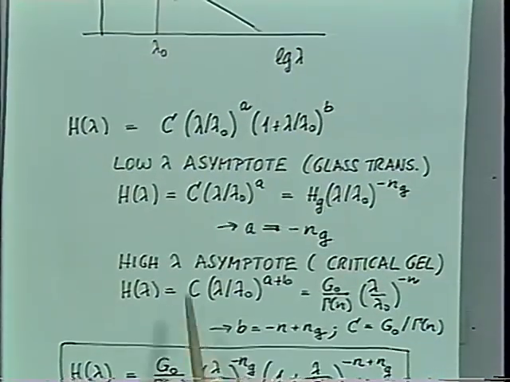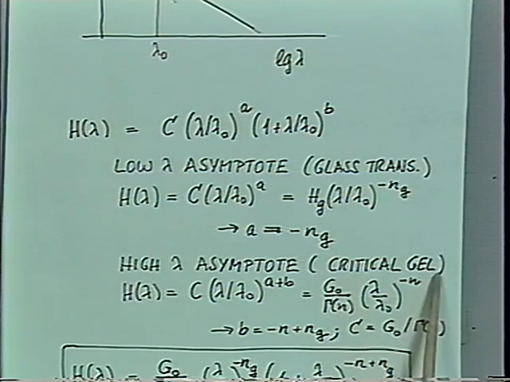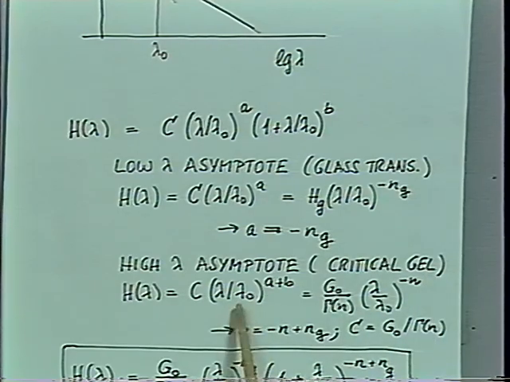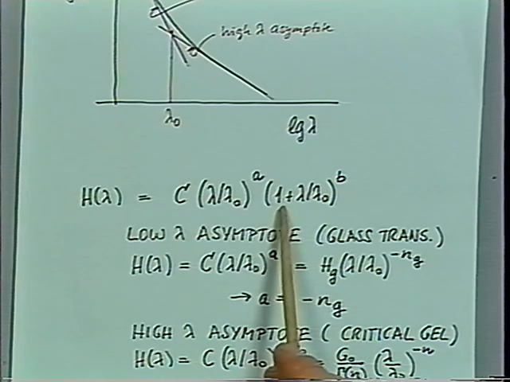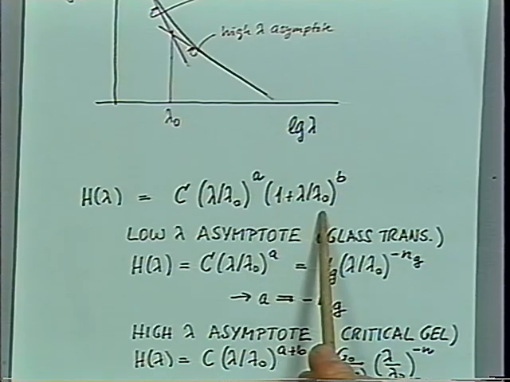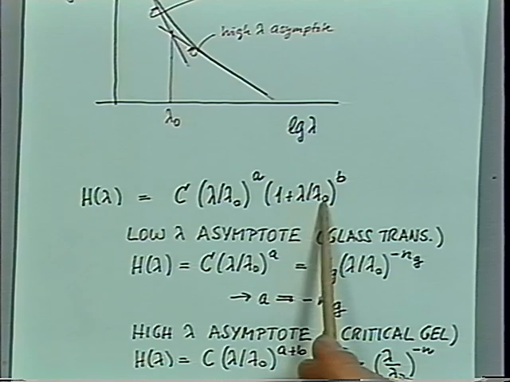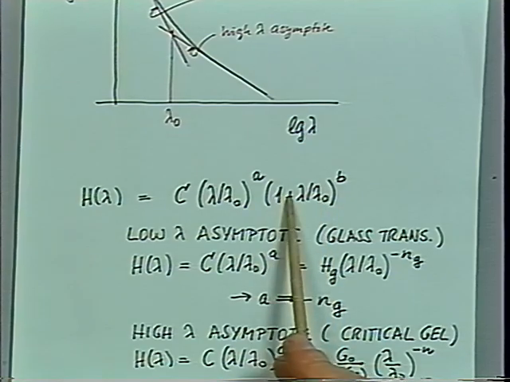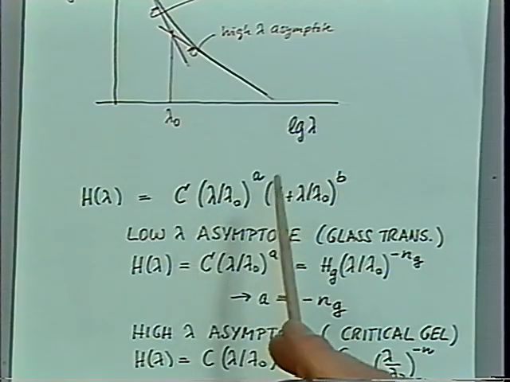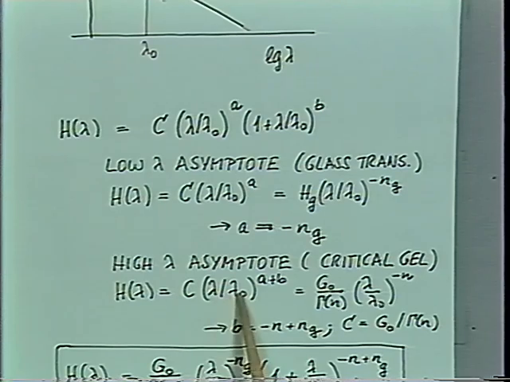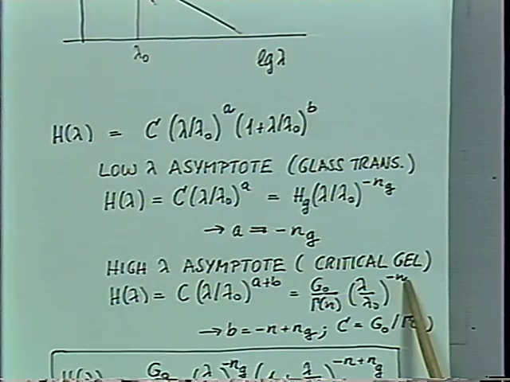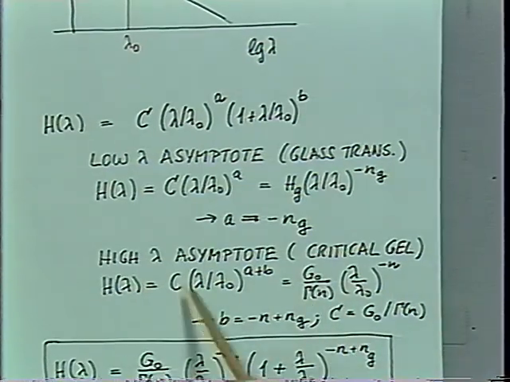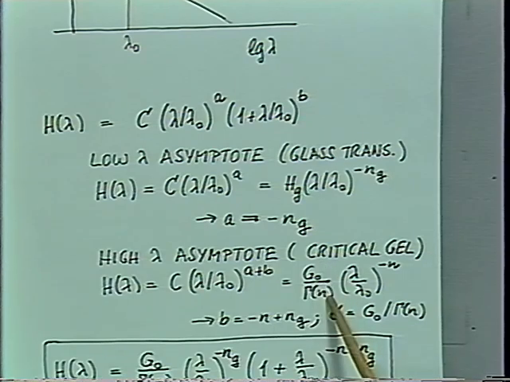Now let's take the high lambda asymptote, which is given by the critical gel. And there we know that the exponent should be minus n. Now our initial equation here is changing in the following way. The second term here has lambda over lambda 0 much, much bigger than 1. So this term is dropping out, and we just have a power law where lambda appears with exponent a plus b. So we have lambda over lambda 0, exponent a plus b. And this exponent is given by the critical gel. That's minus n. And the front factor now is given by the modulus divided by the gamma function as we just calculated. That's what you just saw.